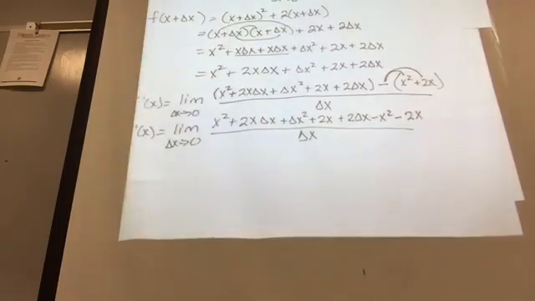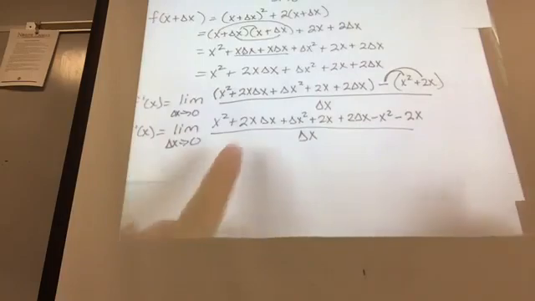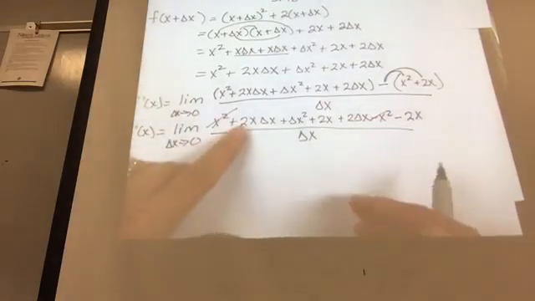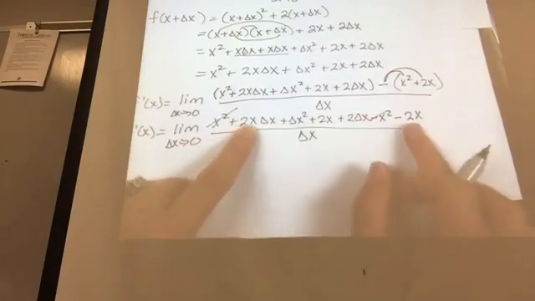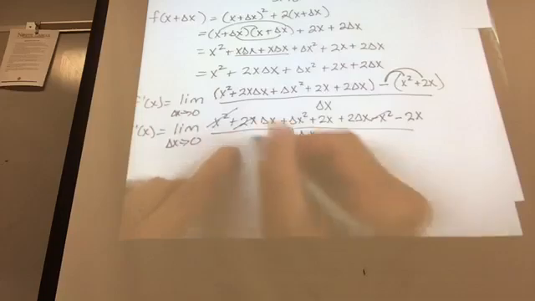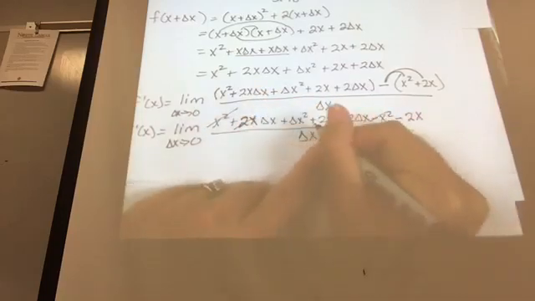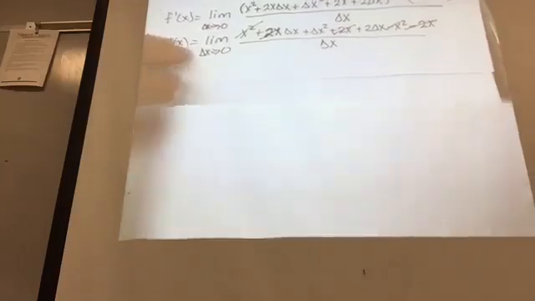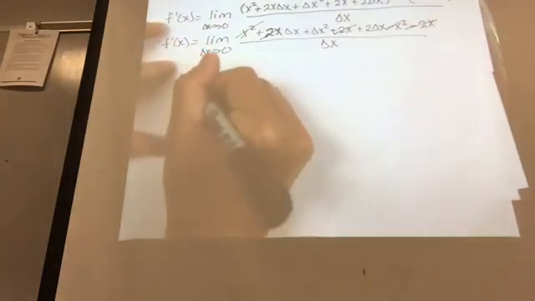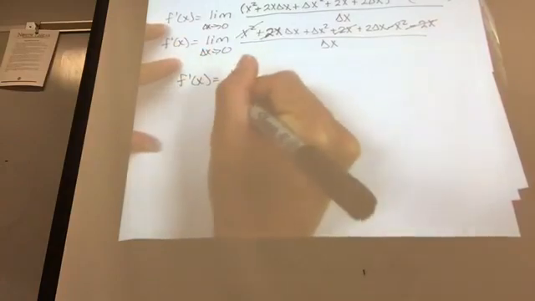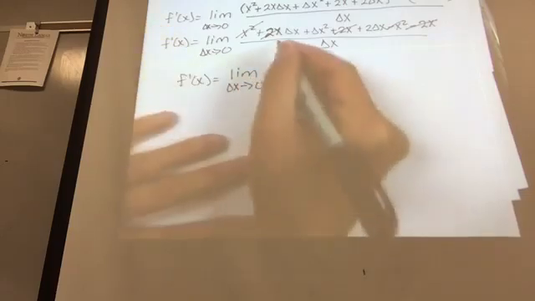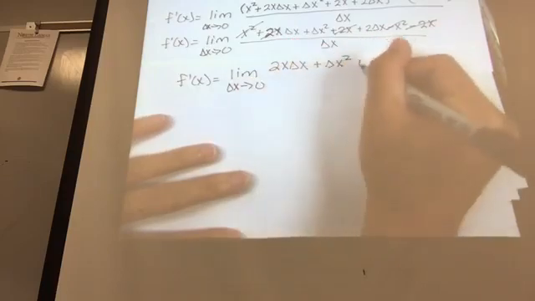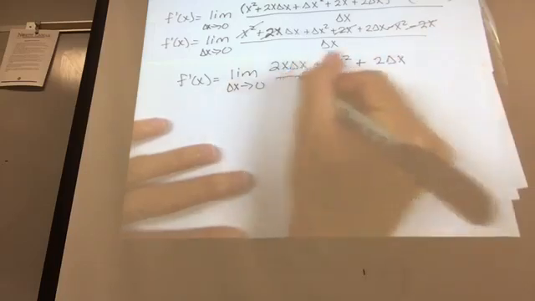So now combine like terms. So I have x squared minus x squared, that goes away. I have 2x minus 2x. Oh wait, I gotta be careful there. So here's my 2x minus 2x. So now this gives me f prime of x is equal to the limit as the change in x approaches 0 of 2x times the change in x plus the change in x squared plus 2 change in x over the change in x.